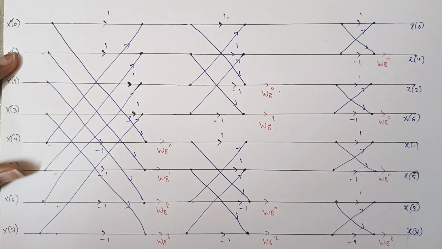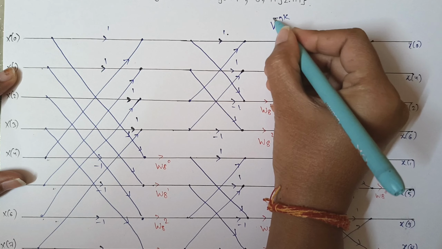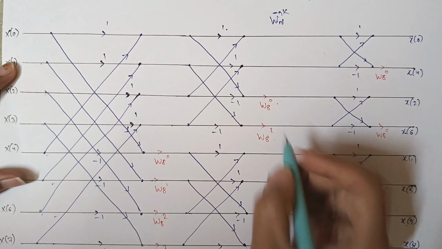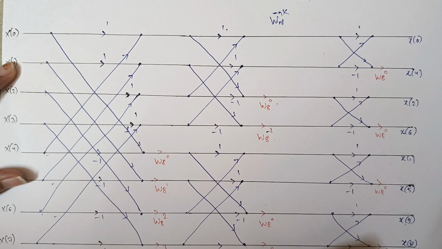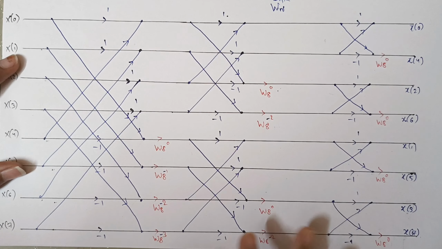The thing that we need to take care of is that in the previous video we took it as W capital N of NK, right? But now we need to take minus NK. That's why all these values are minus 1, minus 2 and minus 3. So this is the thing that we need to consider.